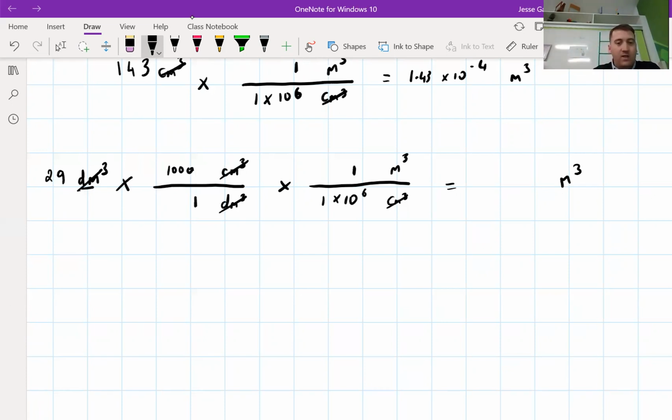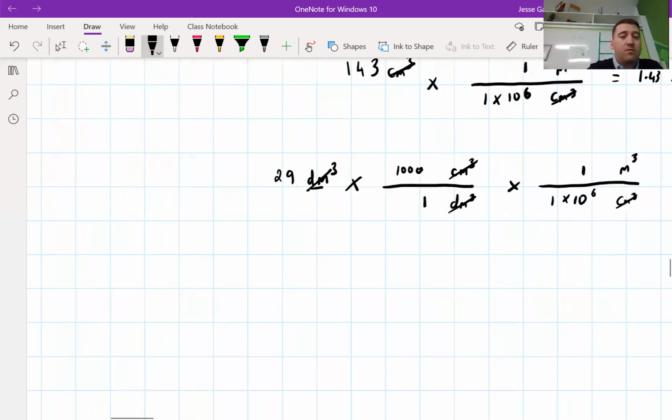So now I'm going to have to put all this into my calculator. I'm going to do 29 times 1,000 over 1, and then times all of that by a fraction again, 1 over 1 times 10 to the 6. Put that in, and the answer I'm getting here is 0.029 meters cubed. If you got that, well done. And now you guys should be ready to have a go at some practice problems.